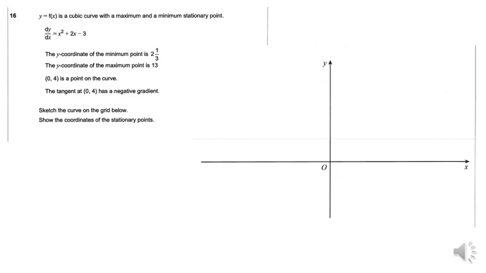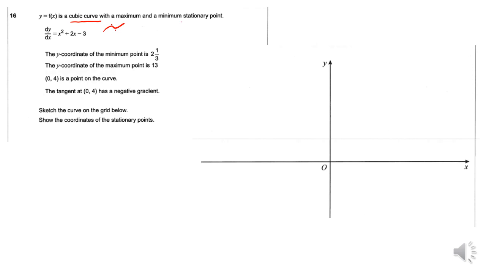Now, this question is asking us to sketch a curve on the grid below, and what do we know about it? We know it's a cubic curve, so straight away I'm thinking that the shape is going to be something like that, with a maximum and a minimum stationary point. Well, that would be these 2 points here that I've done little dots on, because that's where the graph kind of maxes out and minimums out, for want of a better phrase.